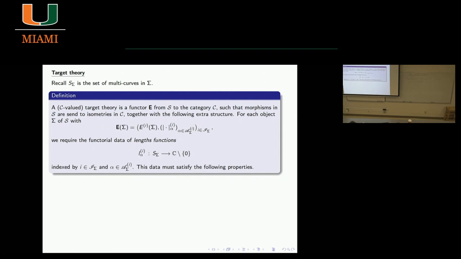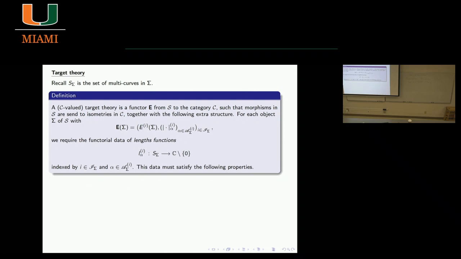On top of that, we also want length functions, completely abstract length functions. Don't think hyperbolic geometry. I mean, you can if you want, but you don't need to. Just completely abstract length functions. They are going to be indexed by I, so elements from the directed set, and then alphas from the set of seminorms for that I. It's really funny, but that's actually what you should do. And then the lengths take values in complex numbers. It cannot return 0 on any of them. And remember, this is first on multicurves.